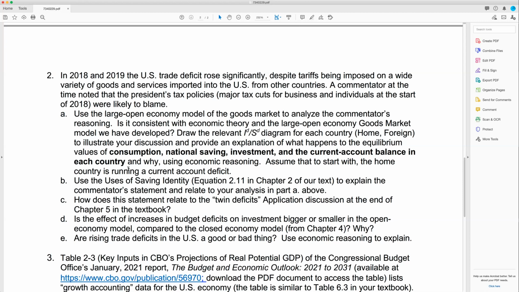Right. So trade deficits and rising trade deficits. Yeah, in 2018, 2019. This is real, that's not made up. As you know, I try to use stuff that's real in terms of what's going on in the economy. So that's the first part of the setup. Rising trade deficits, despite tariffs, taxes being imposed on goods imported from other countries. And those tariffs were intended to reduce our trade deficit.